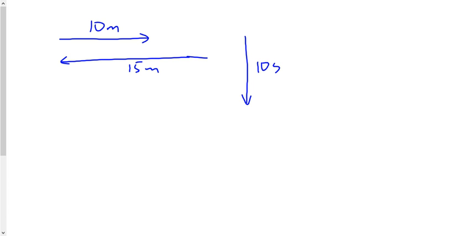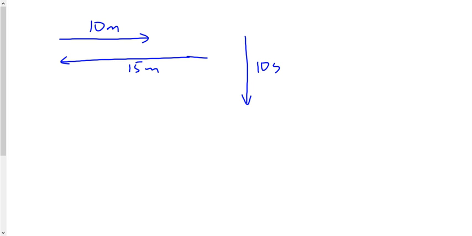If I wanted to add those three vectors together, it's important to recognize that I don't just say 10 plus 10 plus 15 gives me 35. If I was adding scalars together, 10 plus 10 plus 15 would give me 35.